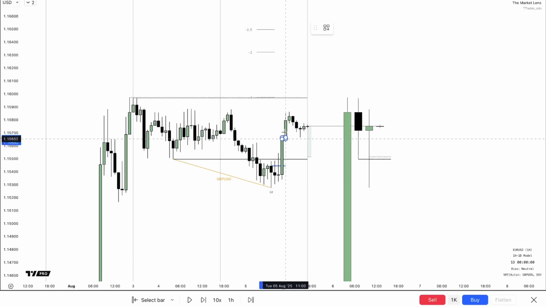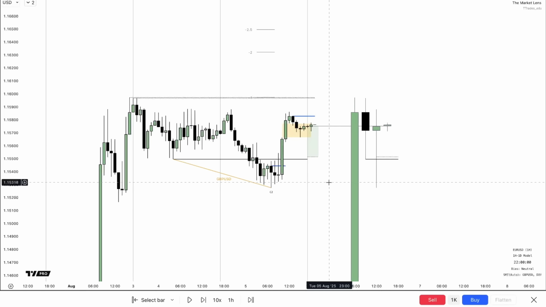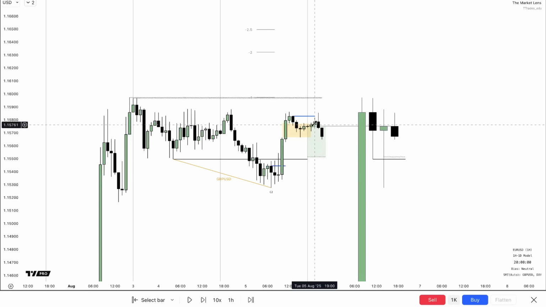Let's see if we can get a continuation from this point of interest to trade it higher. As we let this play out, you can see we failed to close over that level, which means that we want to see a new low made to form a new protected swing. So marking out the new low.